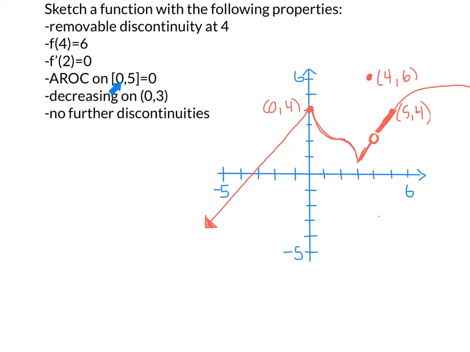Average rate of change on [0, 5] needs to equal 0. So here's our point for x equals 0. Here's our point for x equals 5. If I drew the secant line between those two, I would have 0 average rate of change. Decreasing on the interval [0, 3]. So here's x equals 0, and I'm decreasing all the way down till x equals 3, and then no further discontinuities. So that covers it all.